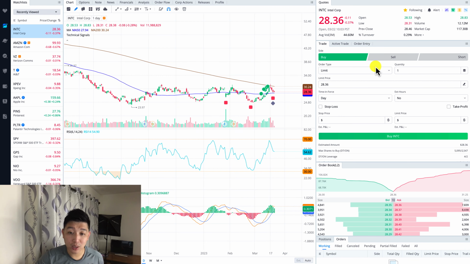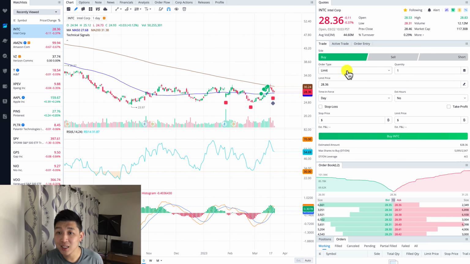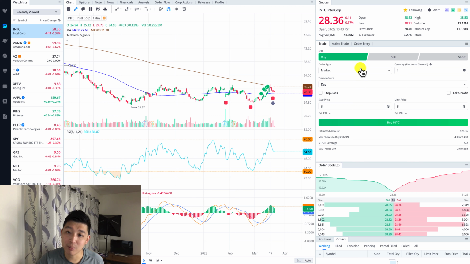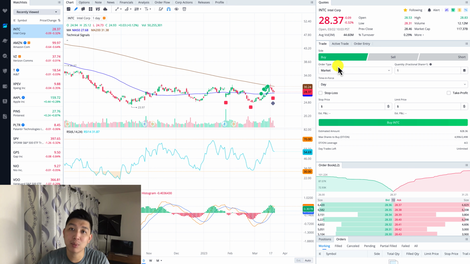So without further ado, I'm just going to go ahead and jump in. Today's example, I'm going to be using Intel, and the first order type I'm going to be using is actually going to be the market, because it's the simplest to use and it's really efficient if you want to get in and out of a stock and you don't care about the price. So what the market order is basically, is buying at the market price.